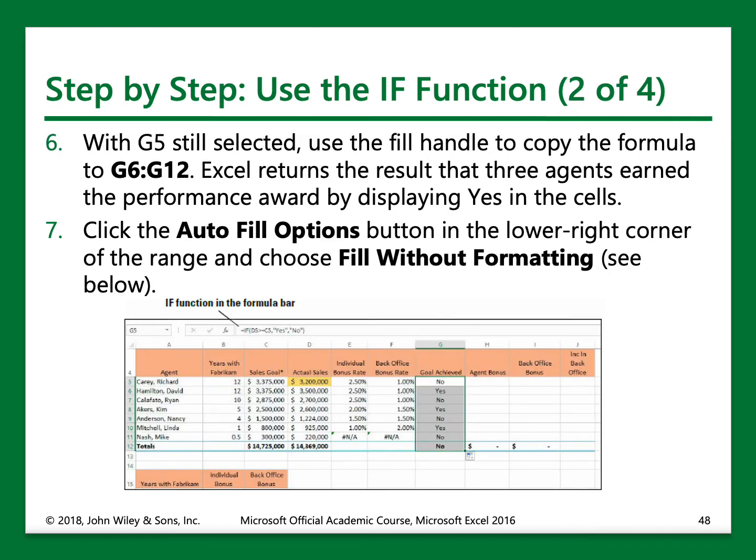So that's all finished. Now with G5 selected, use the fill handle to copy the formula to G6 to G12. Excel returns the result that 3 agents earned their performance award by displaying yes in their cells, and you should see the same happening for you.